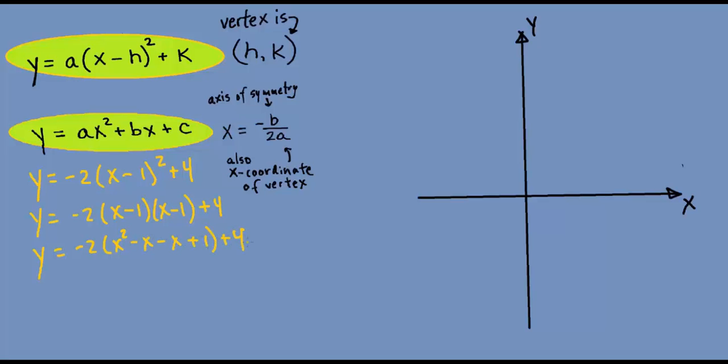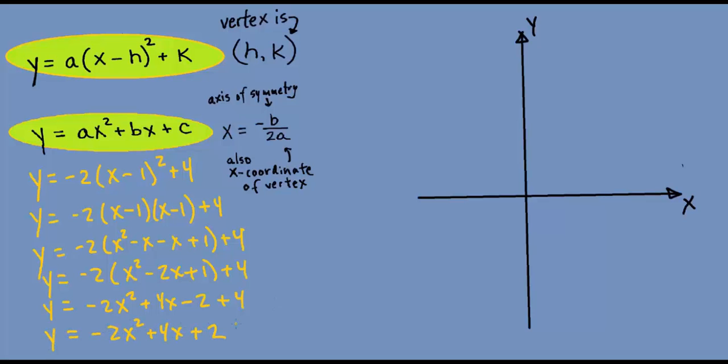All right, then we combine these x's as like terms in the parentheses here. Now we distribute the -2. And now we just combine these two numbers at the end. And there's our parabola or quadratic in standard form. So I'm going to write it up here with standard form right underneath it.